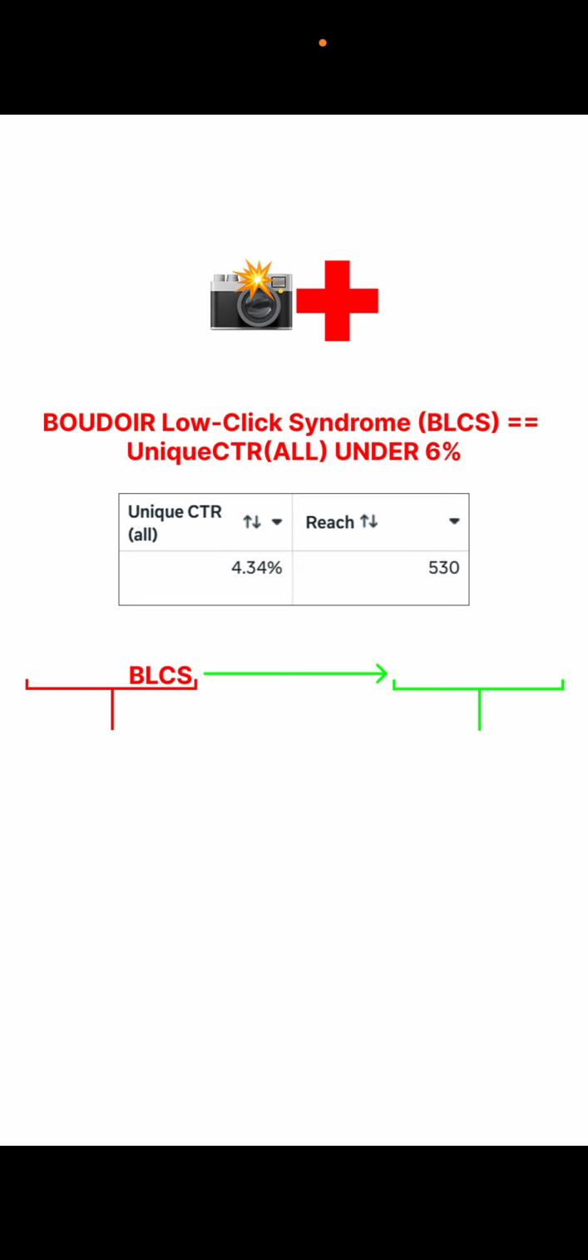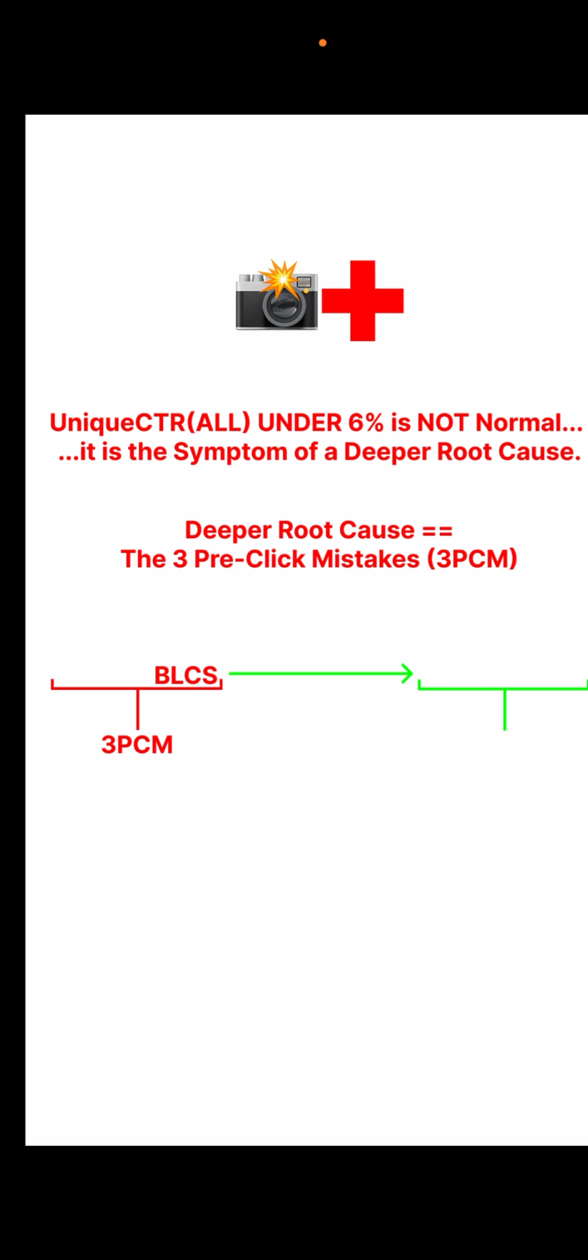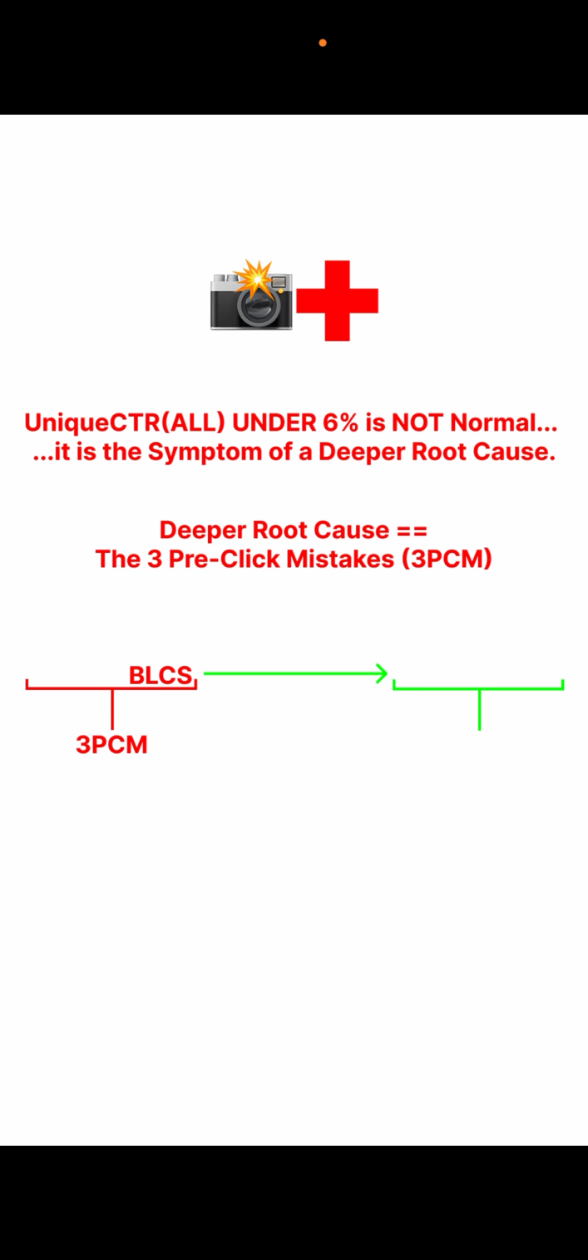And so we care about the number of women clicking somewhere on our ad because then we know our ad has entered their brain. And when our ad has entered their brain, that's literally the only chance that they will ever buy from us. So we got to get this number above 6% and ideally as high as possible. Now, a unique CTR under 6% is not normal, although it's the most common symptom I've seen in Boudoir Facebook ads I've reviewed and tested.